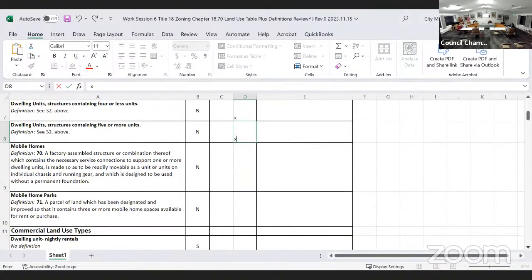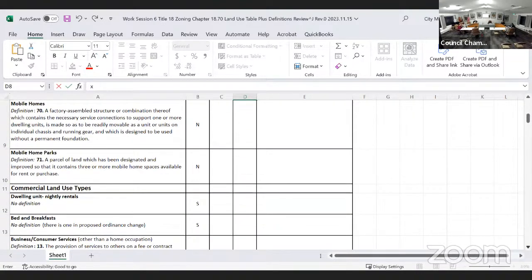Same notes. And then if there isn't anything further on dwelling units, from the room or online. Did you have a hand raised over there?